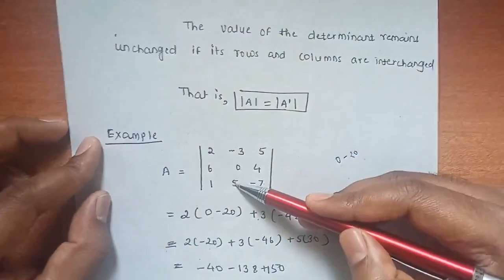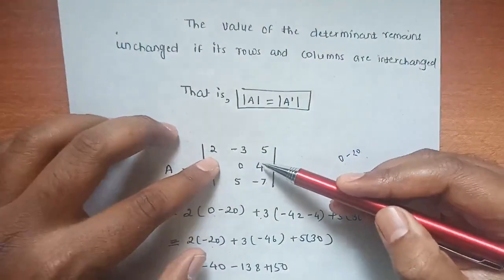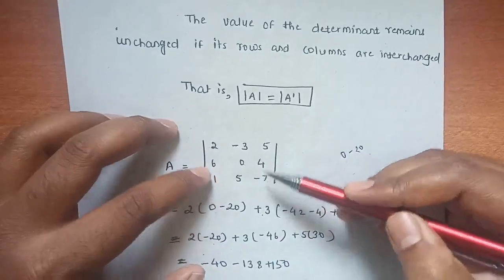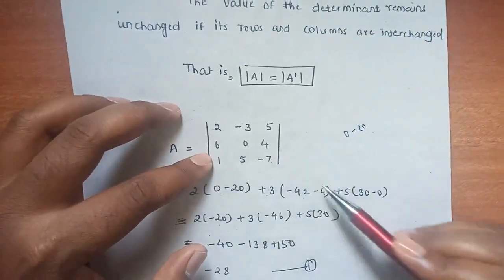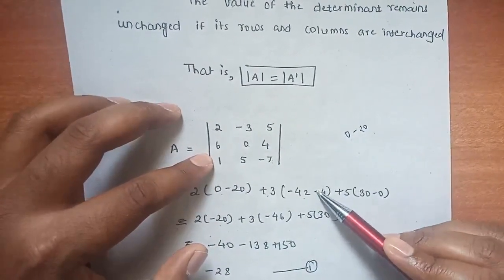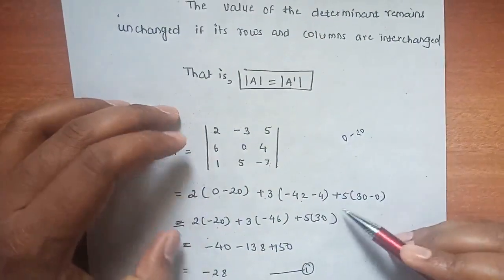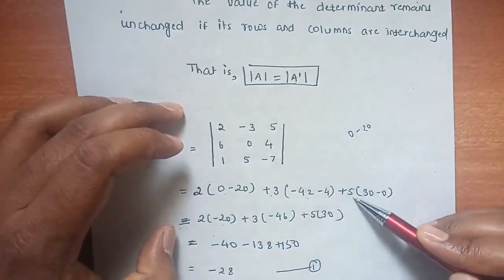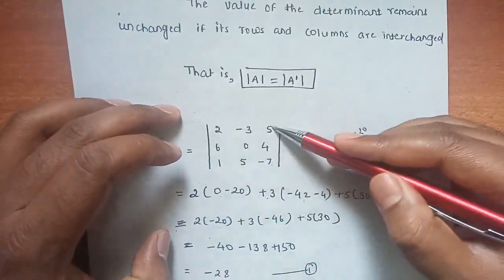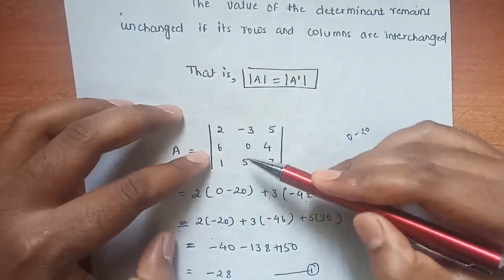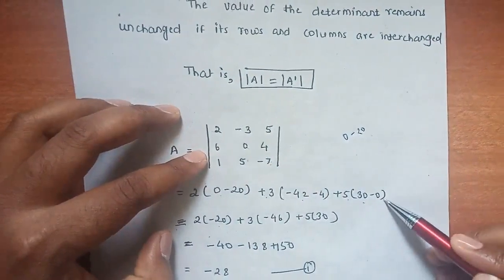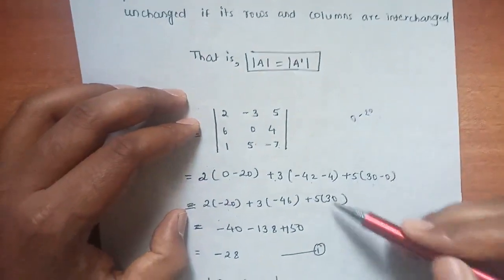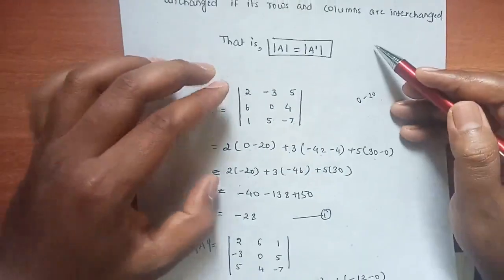Now leaving this column, leaving this row, 6, 4, 1 and 7 are the elements. So 6 into minus 7 is minus 42 and 1 into 4 is 4. This minus sign is because the two products I have to subtract. Next is plus 5, so leave this column, leave this row, 6, 0, 1, 5, that means 6 into 5 is 30 minus 1 into 0 is 0. So we can expand like this way and then calculate and write down what I told here.